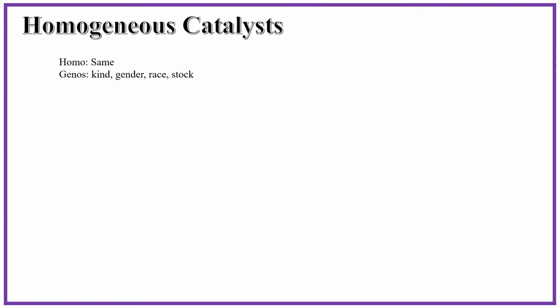There are two categories of catalysts we will discuss. The first is homogeneous catalysts. Knowledge of the Greek roots of the word homogeneous can help us understand how the catalyst interacts with the reactants. The root homo means same, while genus means kind, gender, race, or stock. Therefore, homogeneous catalysts are catalysts that react in the same phase as the reactions they catalyze.